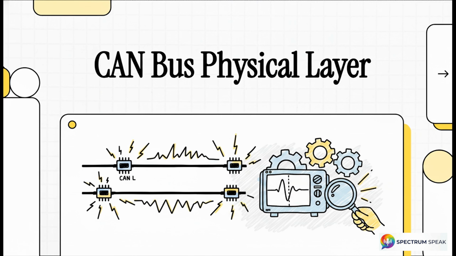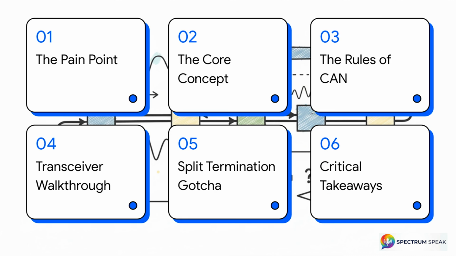Look, whether you're a student just figuring this out or a seasoned engineer, truly grasping the bare metal physics of this protocol is an absolute game changer. So, here's our game plan for today. We'll be hitting the pain point, the core concept, the rules of CAN, a real-world transceiver walkthrough, the split termination gotcha, and we'll wrap up with your critical takeaways. Let's get right to it.